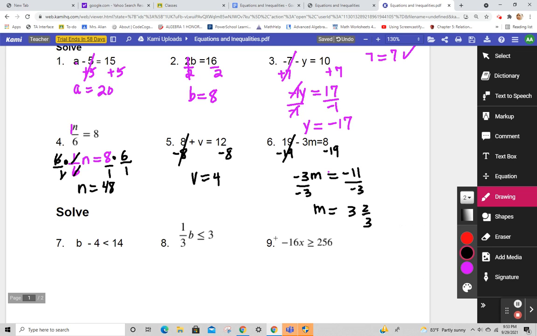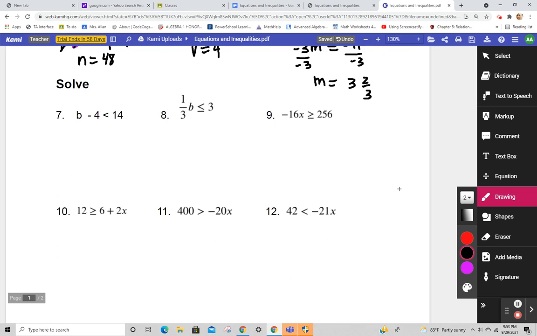All right, let's keep going. So let's solve for b here. We're just going to add 4 to both sides. And we'll have b is less than 18. And it doesn't say to graph, so we're not going to graph.